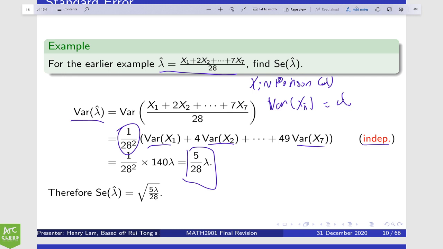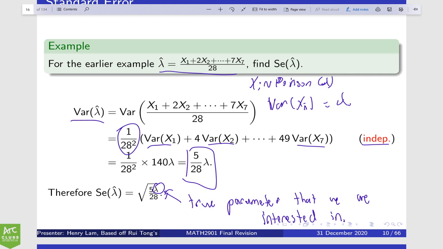But the only issue with this, yeah, sure, we found the standard error, is that if you look closely, this thing here is a true parameter that we're trying to estimate, that we are interested in. So we don't know its actual value. So it's kind of hard to say what this figure is because you're trying to estimate lambda in the first place. So since our standard error depends on lambda, it's kind of like, okay, what do we do?